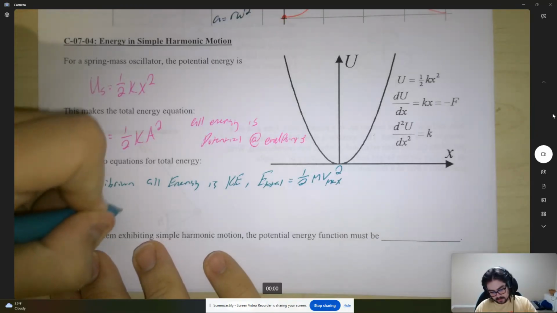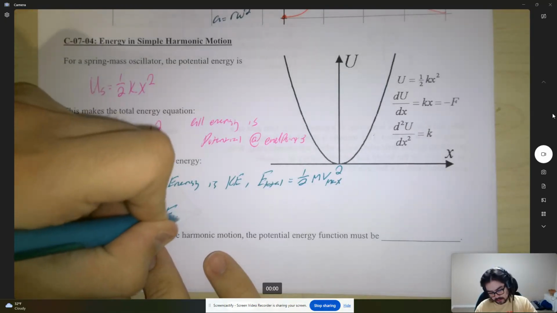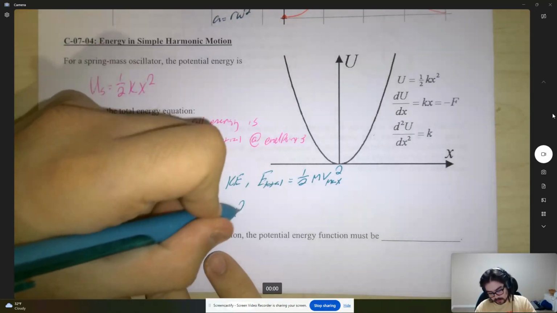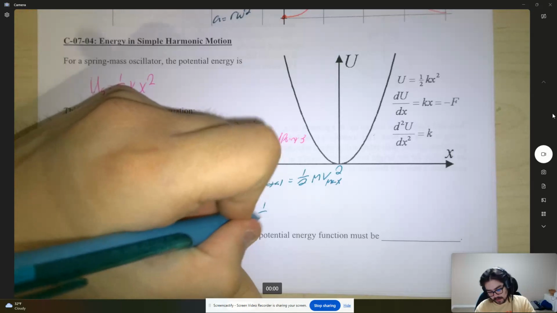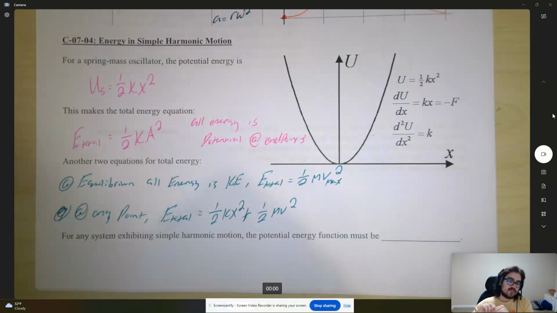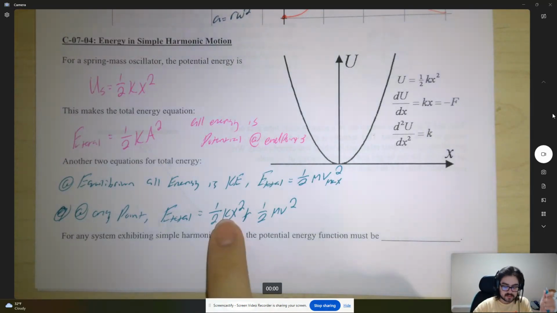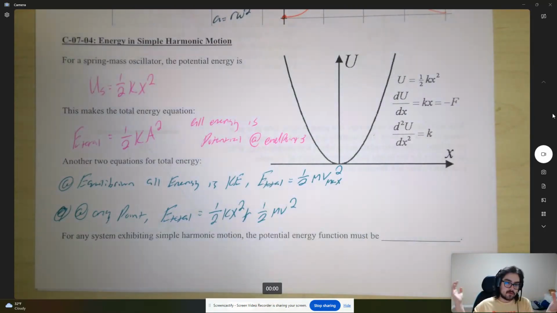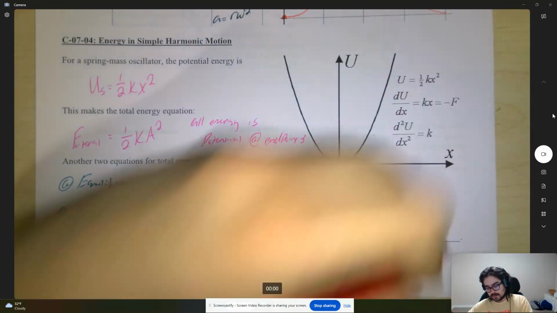At any point, total energy is just the sum of the spring potential energy, 1/2 kx squared, plus 1/2 mv squared. So if you know the spring constant, the spring stretch or compression, and the mass and the velocity of the block that's oscillating, then you can actually find the total energy at any point in the oscillation. It doesn't have to be at equilibrium. It doesn't have to be at any of the amplitudes.